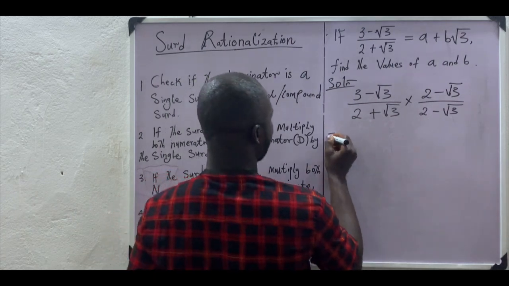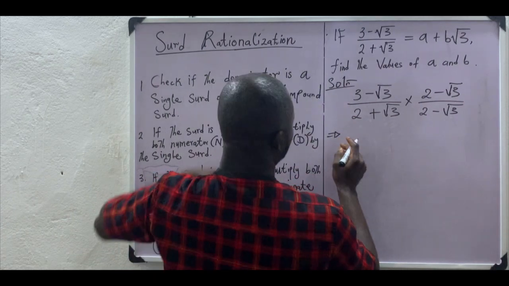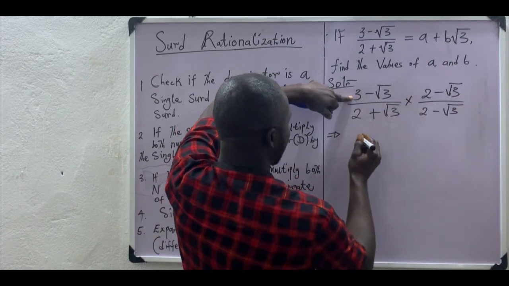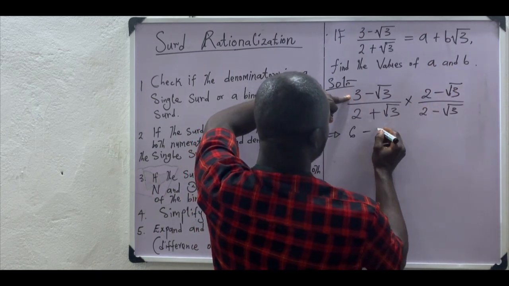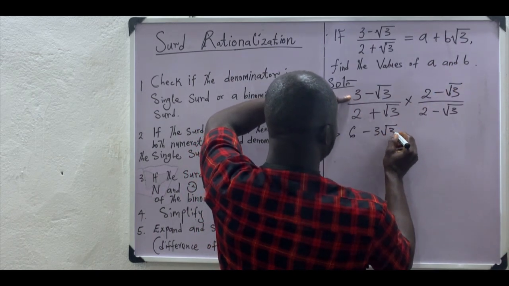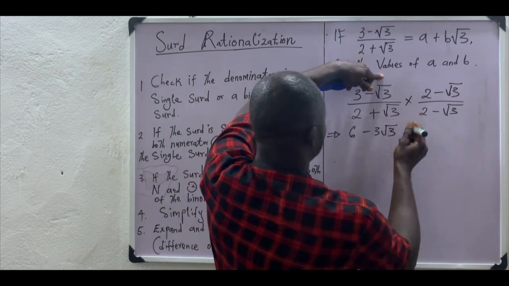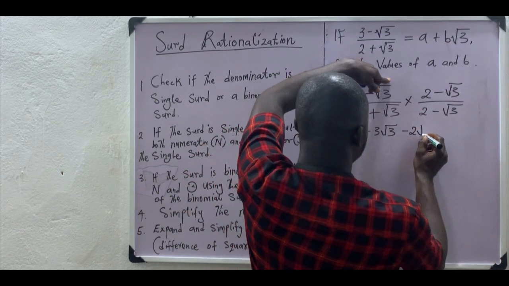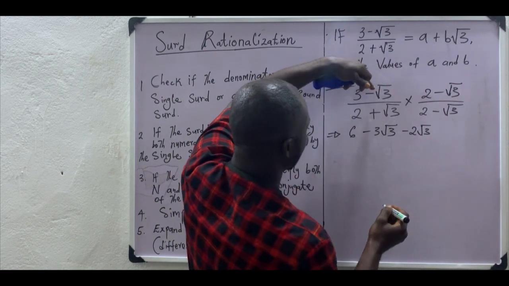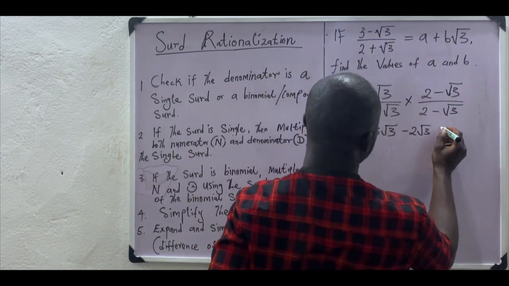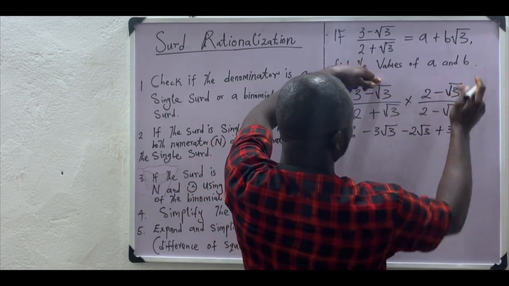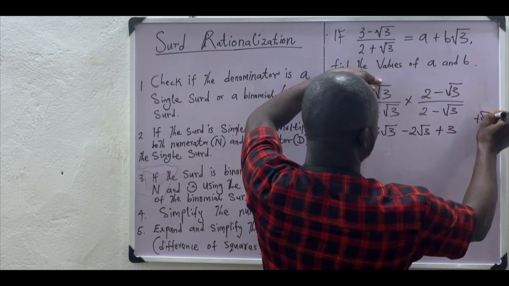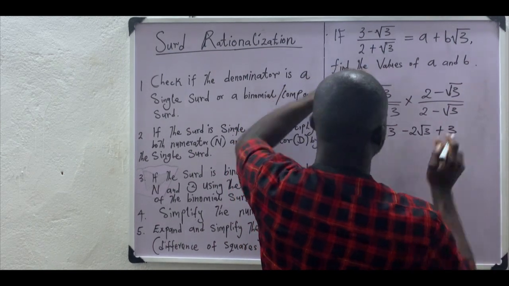Now, if we do that, this will imply that 3 times 2 gives me 6, minus 3 times root 3 will give us 3 root 3, then minus root 3 times 2 will still give us minus 2 root 3, then minus root 3 times minus root 3 will give us plus 3, because minus root 3 times minus root 3 is exactly plus root 9, and root 9 is 3.